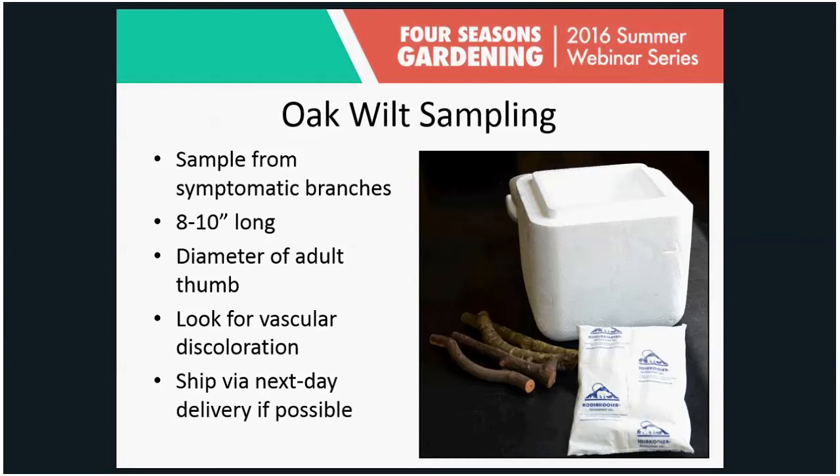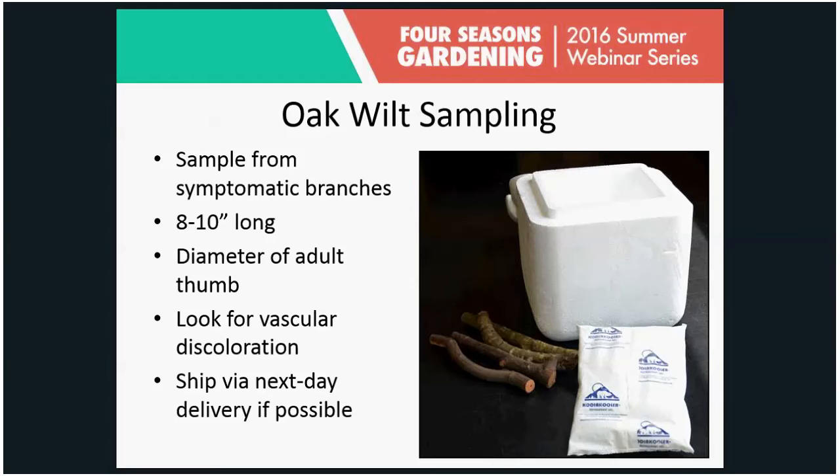Like I said, we really recommend that people send samples to us if they suspect oak wilt, because it's critical to figure out if the tree is infected or not. Oak wilt sampling is a little bit tricky. So we request that you send samples that are 8 to 10 inches long. The samples must come from symptomatic branches. If you send us a sample from a branch that looks completely healthy, then there's a decent chance that the pathogen has not moved into that branch yet. So you'll get a negative even if the tree itself does have oak wilt.